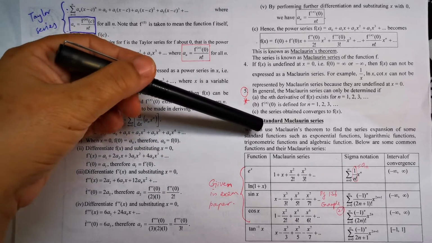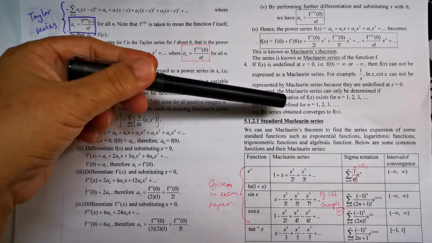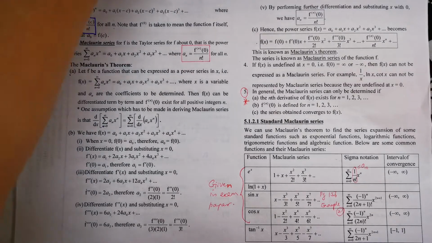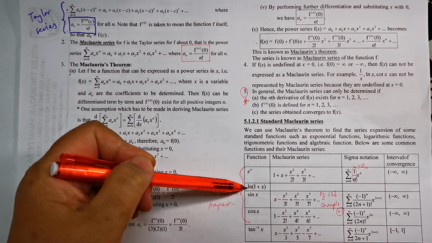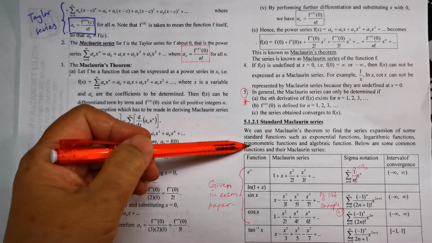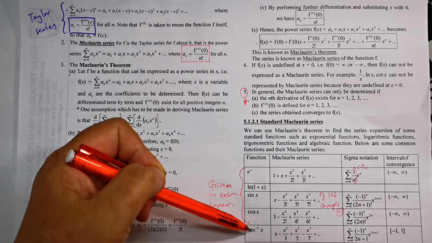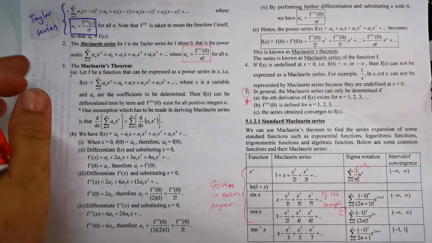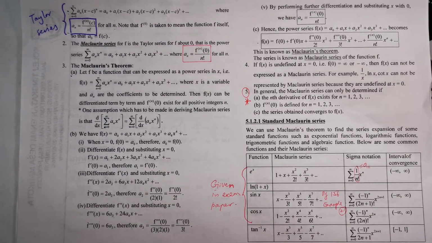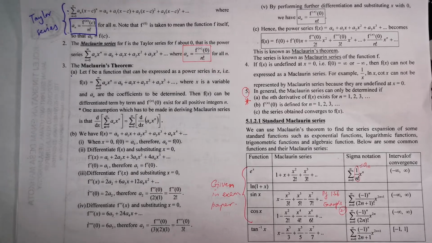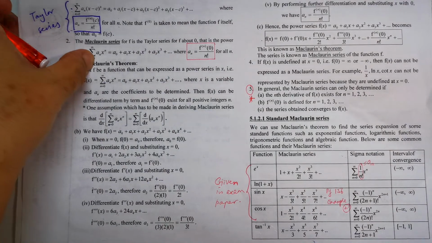We can use Maclaurin's theorem to find the series expansion of some standard functions such as the exponential function e^x, the logarithmic function like ln(1 plus x), trigonometry functions like sin x, cos x, even arctangent x, and some other algebraic functions like 1 over 1 plus x. So we can use Maclaurin's theorem to find all these series expansions. Below are some common functions and their Maclaurin series.